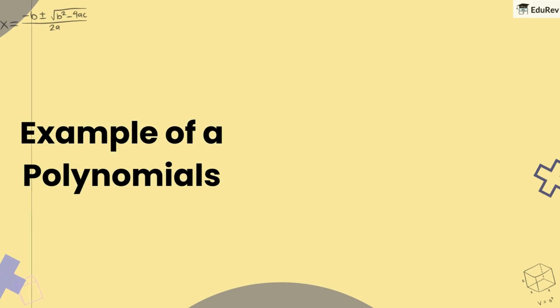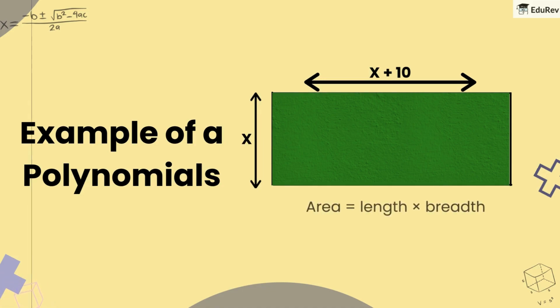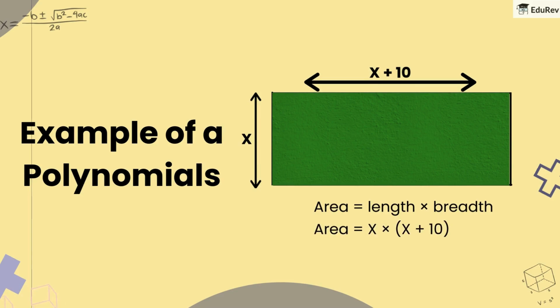Let's look at an example to see polynomials in a more practical context. Consider the expression x plus 10. If we want to calculate the area of a rectangle with length x and breadth x plus 10, we use the formula area is equal to length into breadth, which gives us area is equal to x into x plus 10, or area is equal to x square plus 10x.